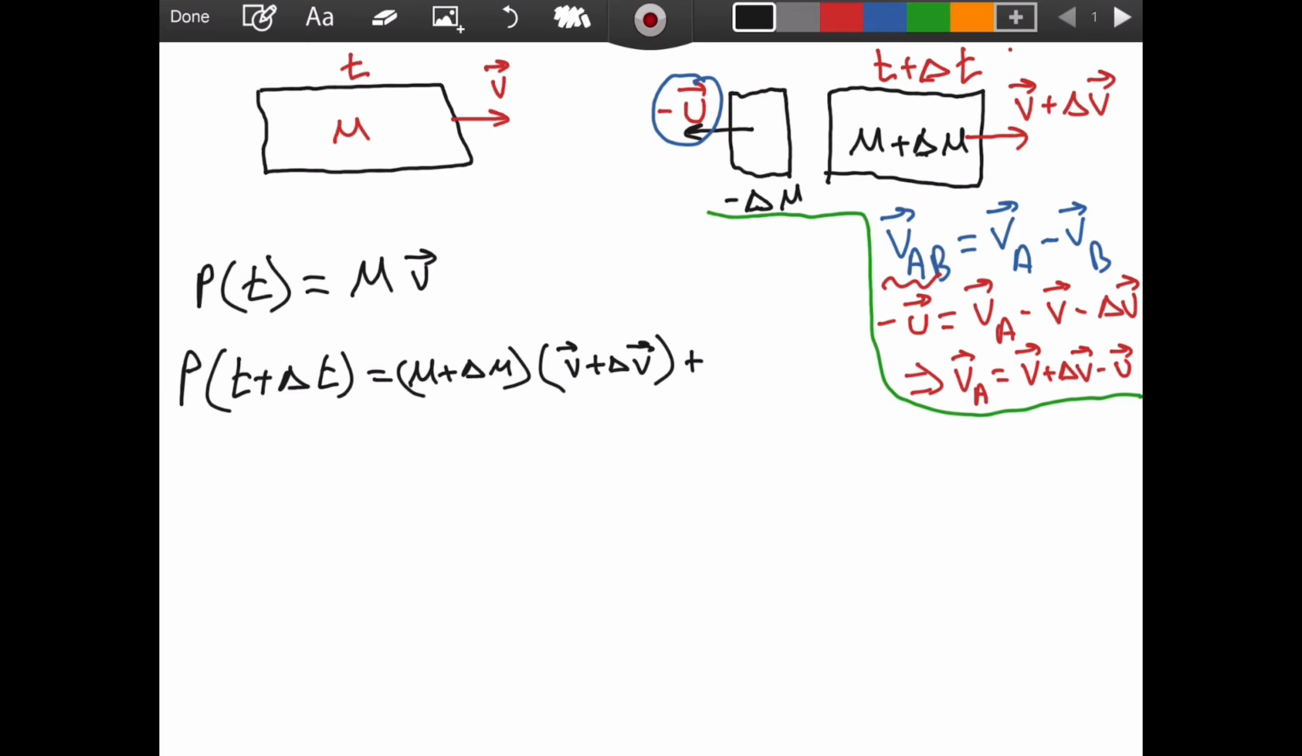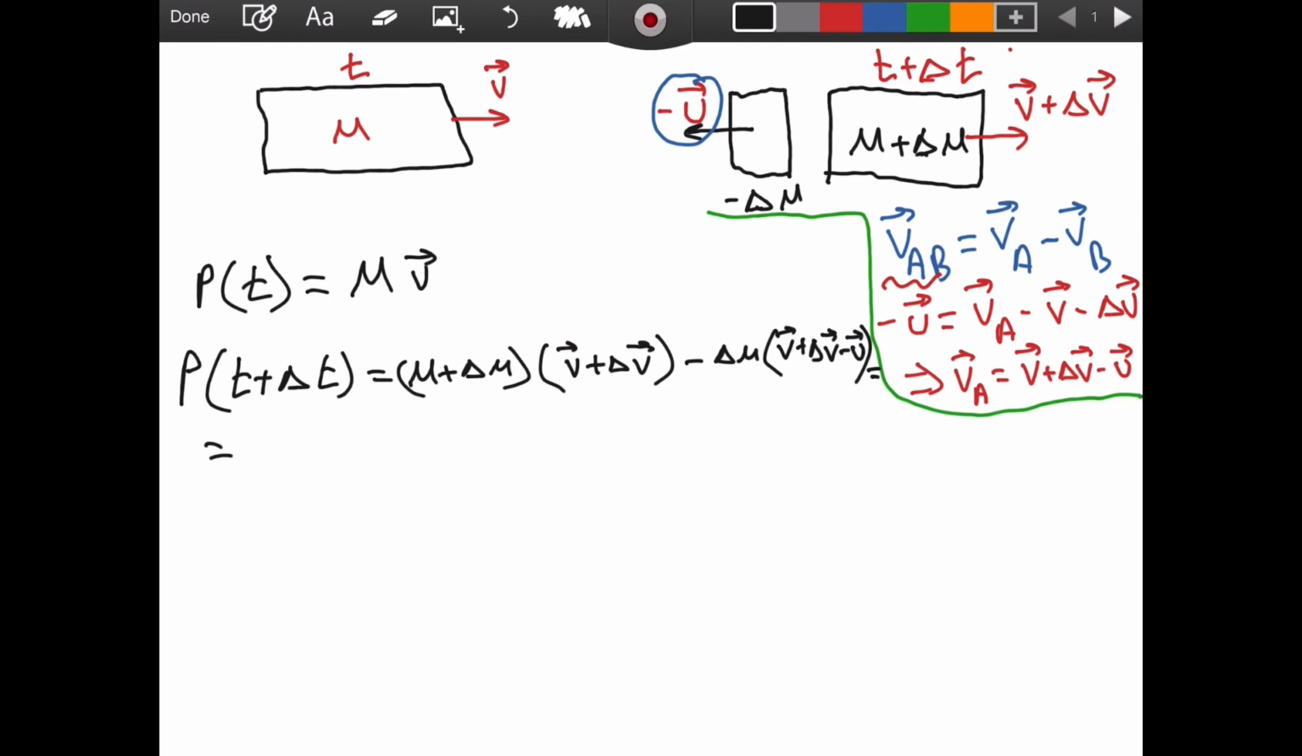And if we do that, we're going to have its mass, which is negative delta m, times its velocity, which we just found here. So I'm going to substitute that. We have v plus delta v minus u. Okay, cool. Now let's just distribute the parentheses and let's see what we get.